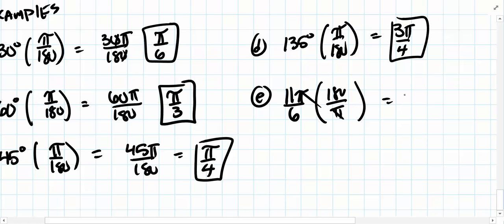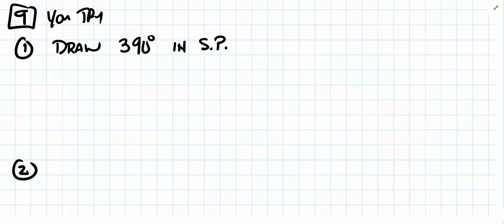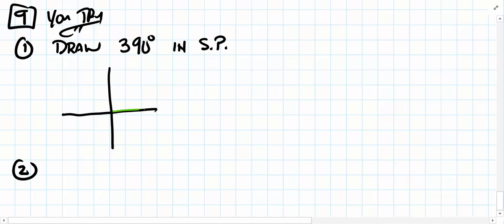Okay? How would you draw 390 degrees in standard position? Drawing 390 degrees in standard position, you should have your initial ray pinned down to the positive x-axis. If you go all the way around, you've gone 360, so you have to go 30 degrees more, and that would be at your angle theta equal to 390 degrees. Does that make sense to you? Okay, good.